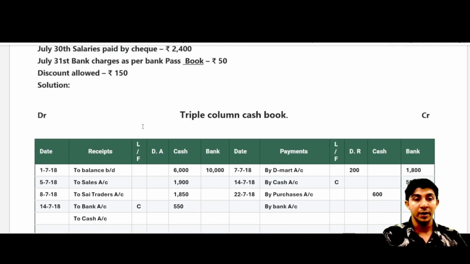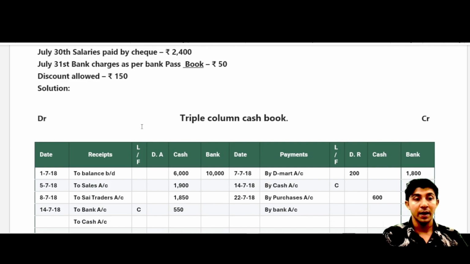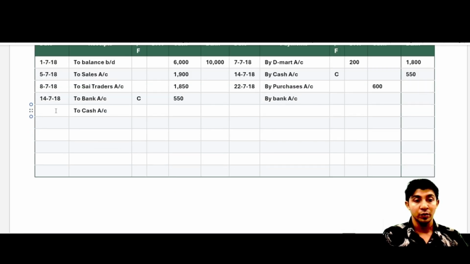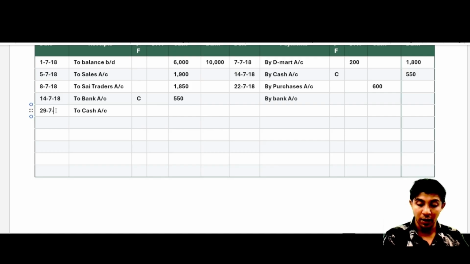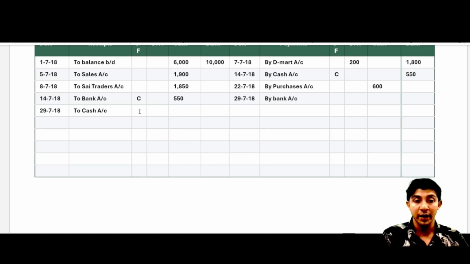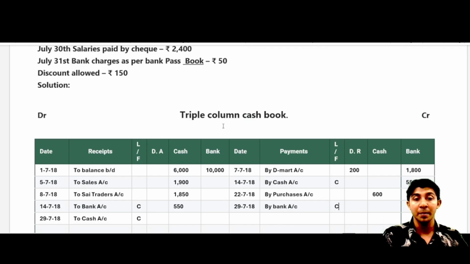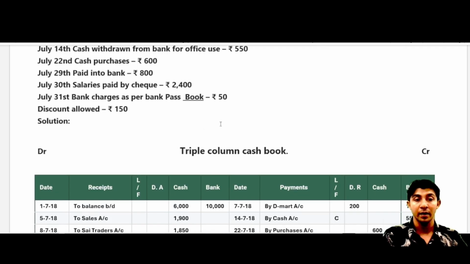What is the date? The date is 29th July. So on both the sides we will write 29 July 2018 and 29 July 2018. For identification in the left column we will write C. C क्या है? C the identification of contra entry. What is the rule of contra entry? अमाउंट को ऑपोजिट कॉलम में एंटर करना है. कैश दिखा तो बैंक में करो, बैंक दिखा तो कैश में करो.